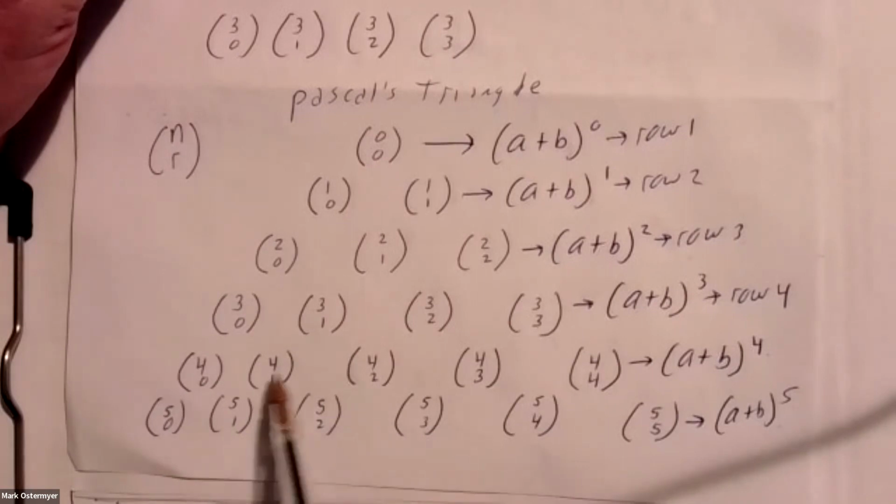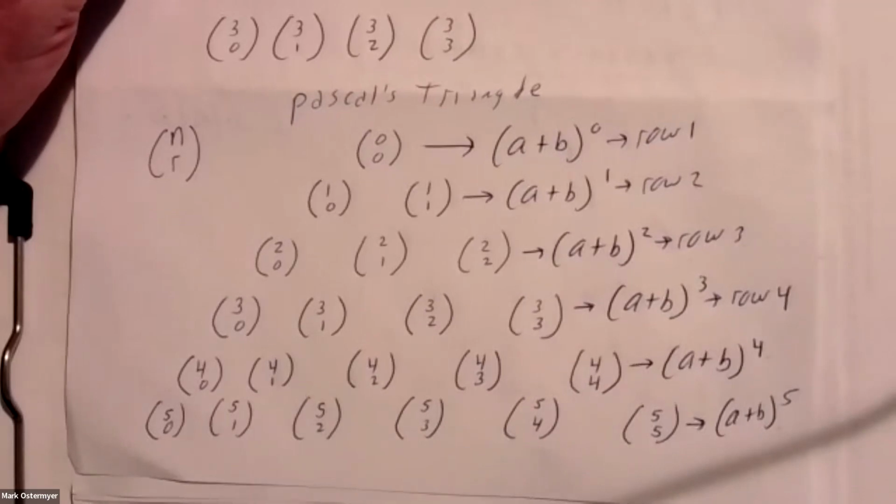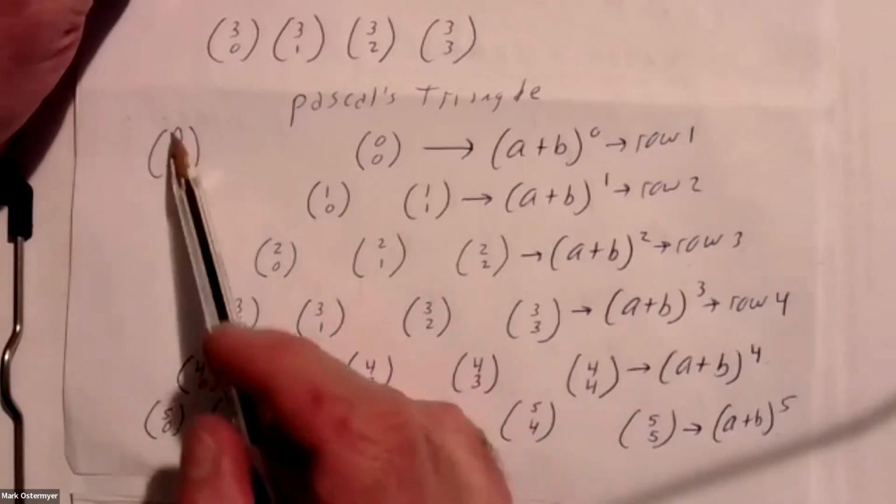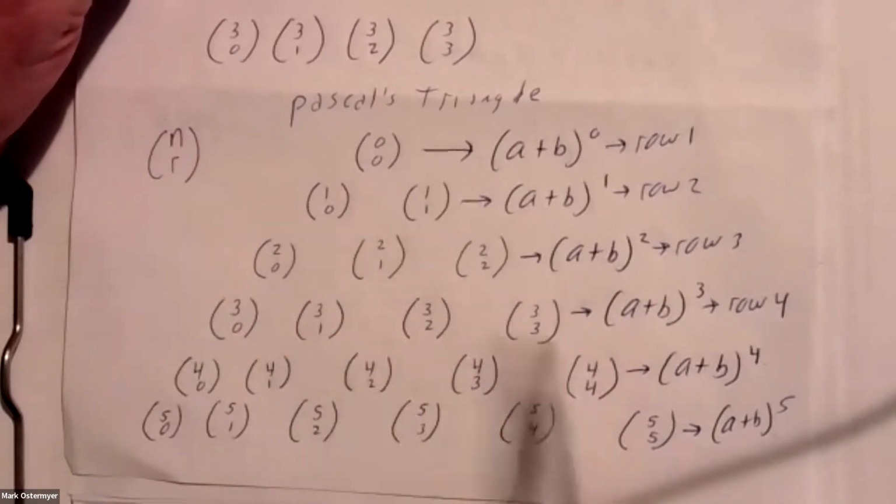Raising the binomial to the fourth power, r starts at 0, then goes to 1, 2, 3, and terminates at 4. So do we understand the relationship between the rows of Pascal's triangle, the power the binomial is being raised to, and how n and r of the combinations relate to all of that? Okay. Any questions about that?